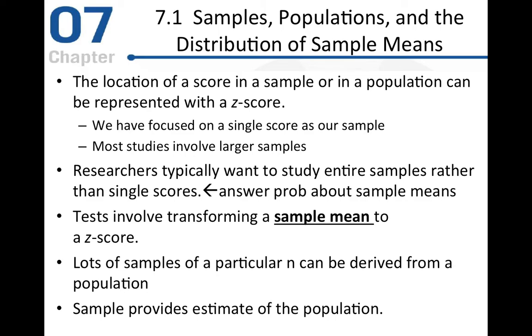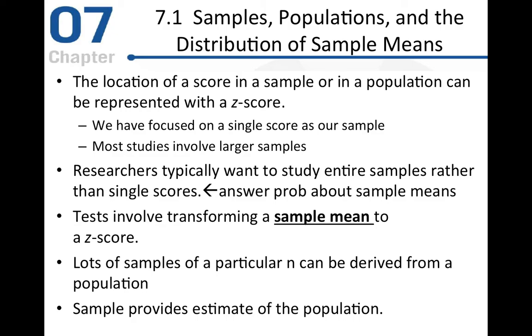our population. So tests involve transforming a sample mean to a z-score. The way that we transform a sample mean to a z-score is identical to how we transformed a single score to a z-score. The only difference is that instead of having a single score minus the population mean, we have the sample mean minus the population mean, and we're dividing by the standard error instead of the standard deviation. So this all should become very clear as we continue through the chapter.